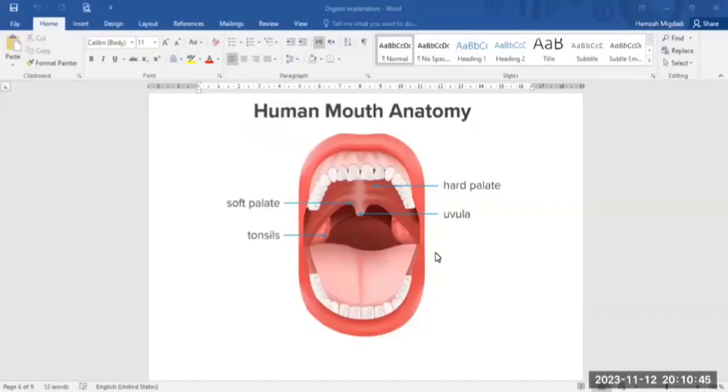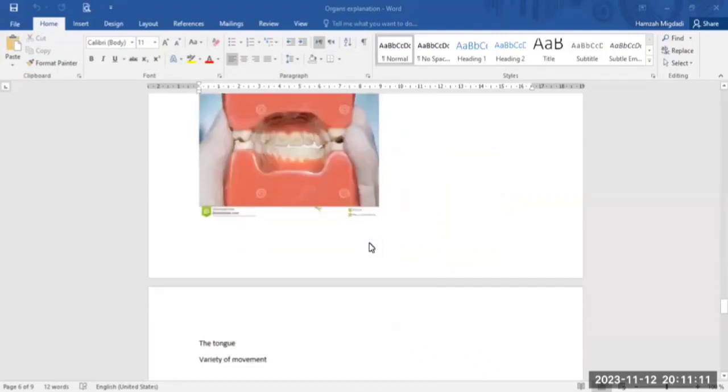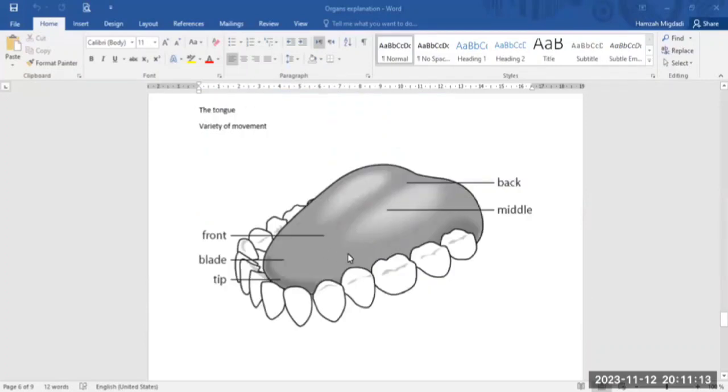Okay, so as I told you before, the importance of the tongue is that we can move it easily. So we have a variety of movement, which means that we can make different sounds, different consonant sounds or vowel sounds, by the way. Okay, now look at this picture in front of you. This is the tongue, you see, right? And moving to this one, this is the tongue again.